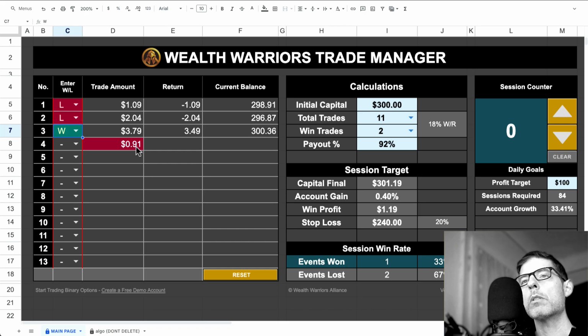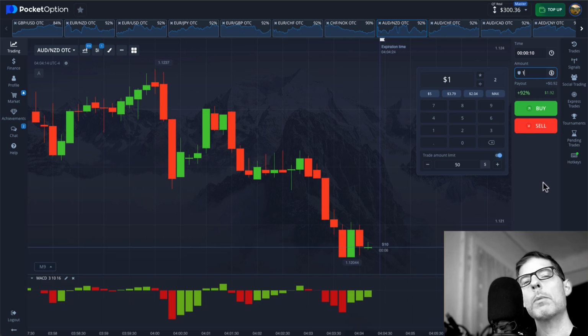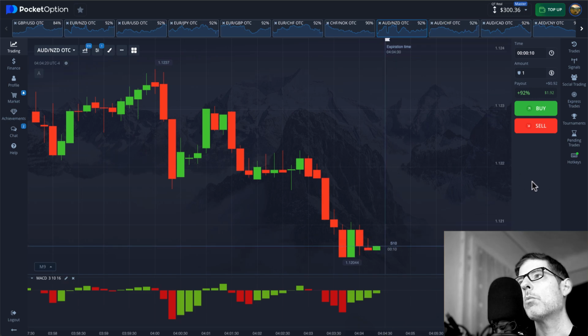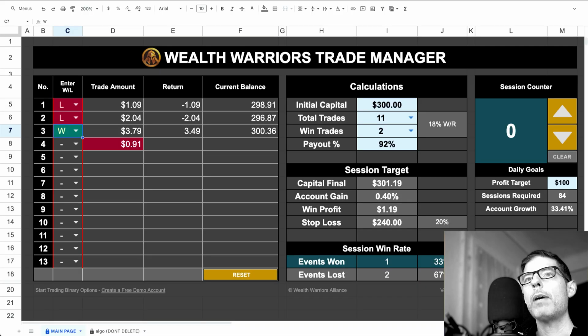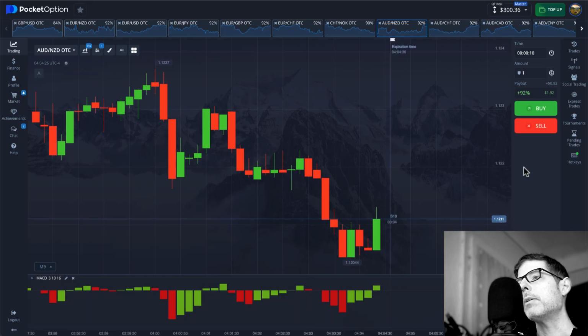We can't use 91 cents because Pocket Option won't allow you to trade with less than $1. So let's just go over here and enter in $1. I don't normally do this, but let's just keep this session going so we can come out in more profit. We have broken even with the trade manager. You can see that we've had 2 losses, 1 win, and technically we're still in profit.